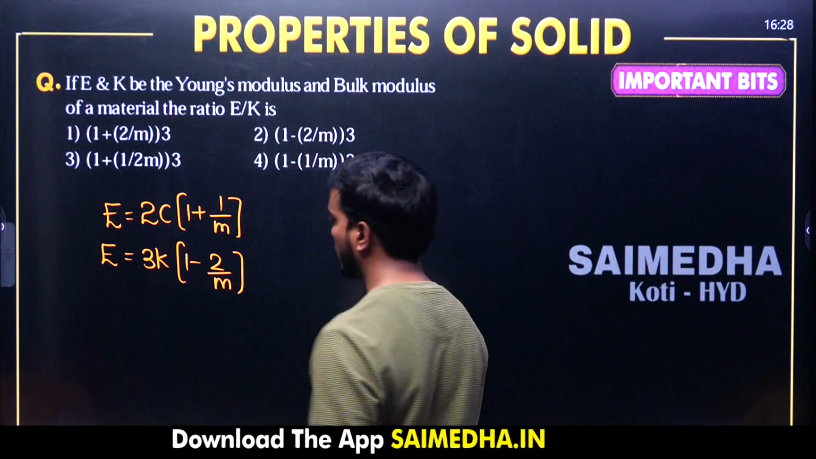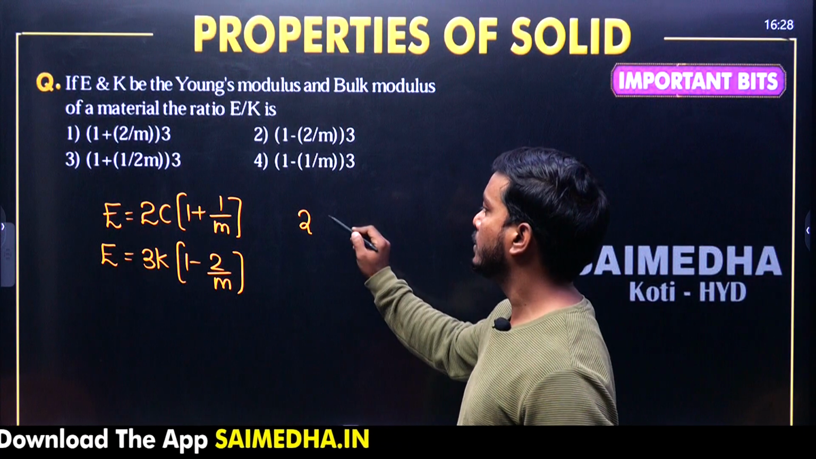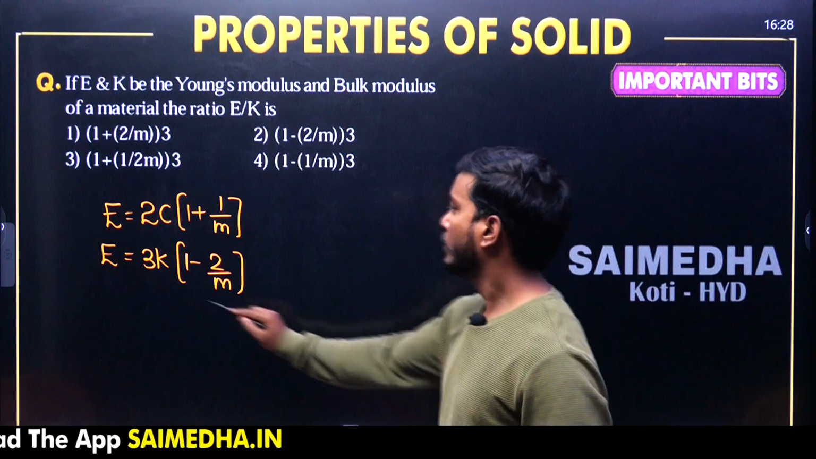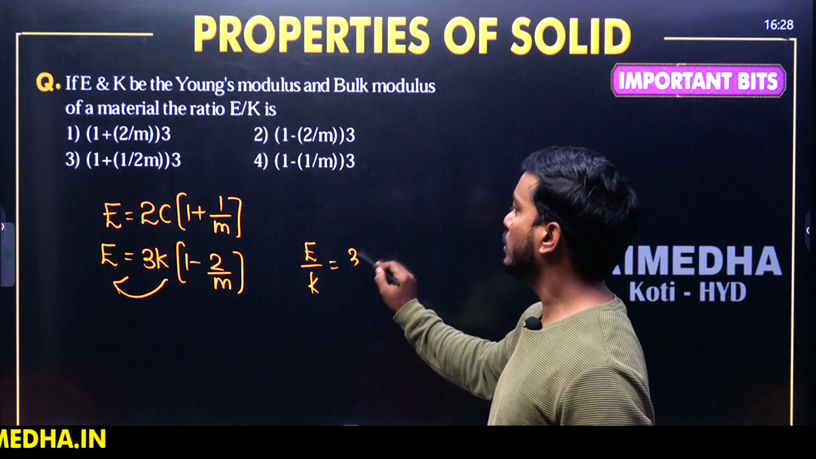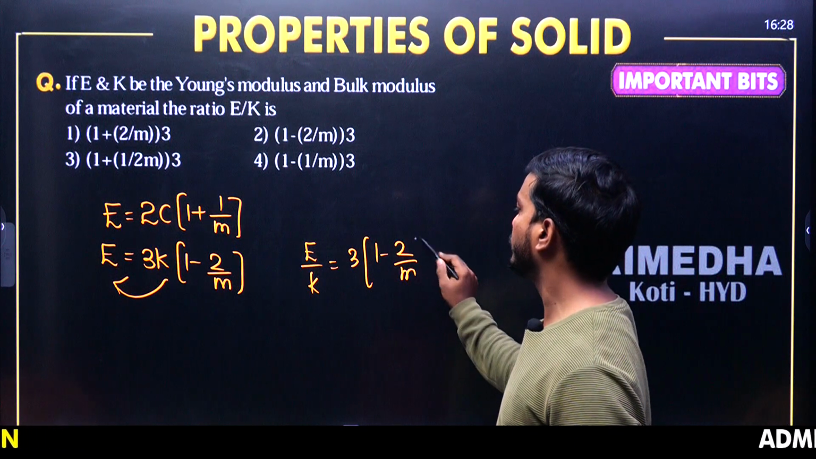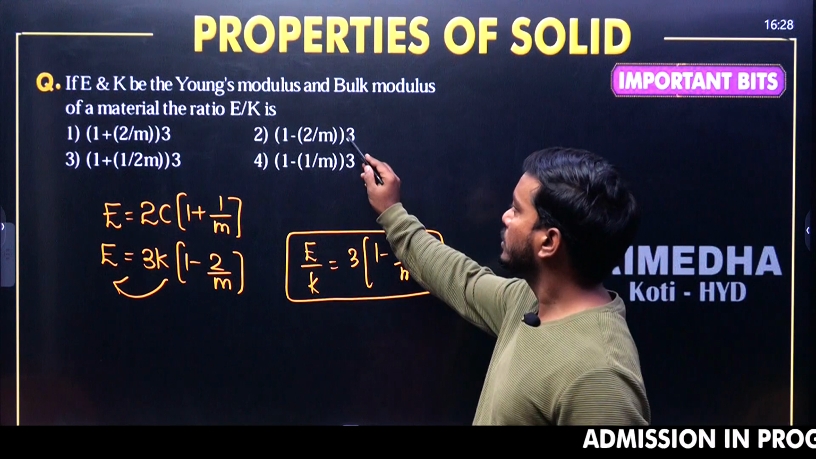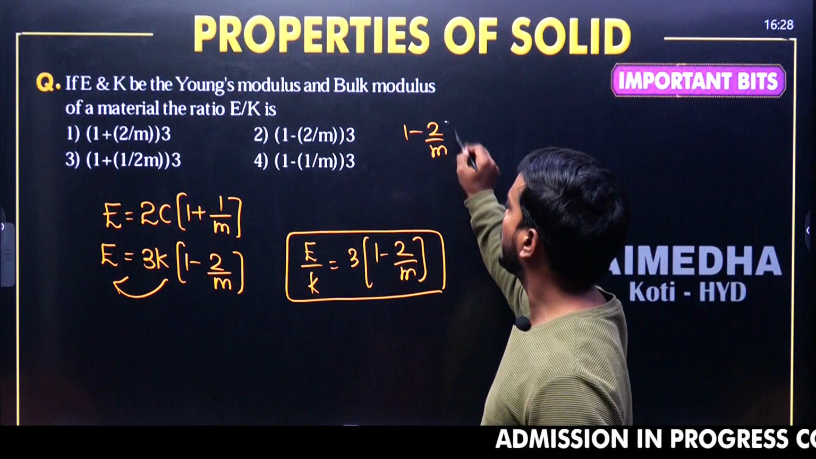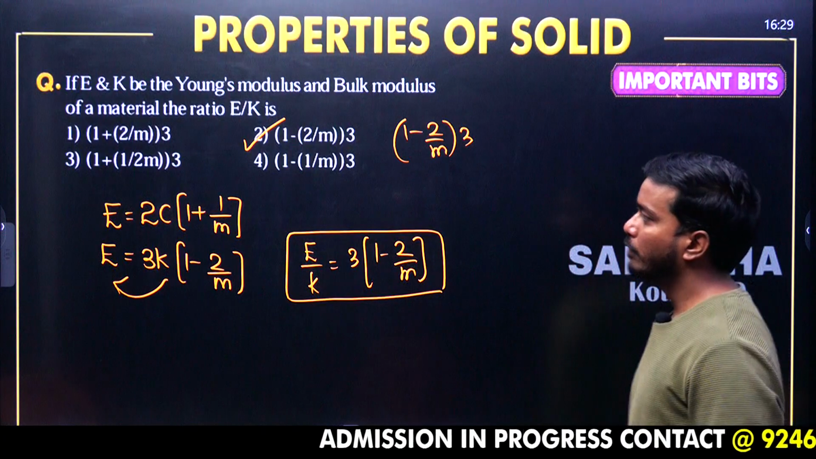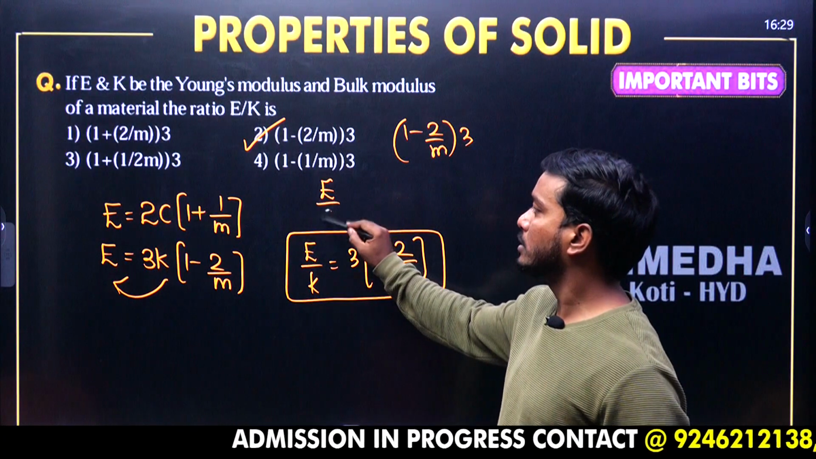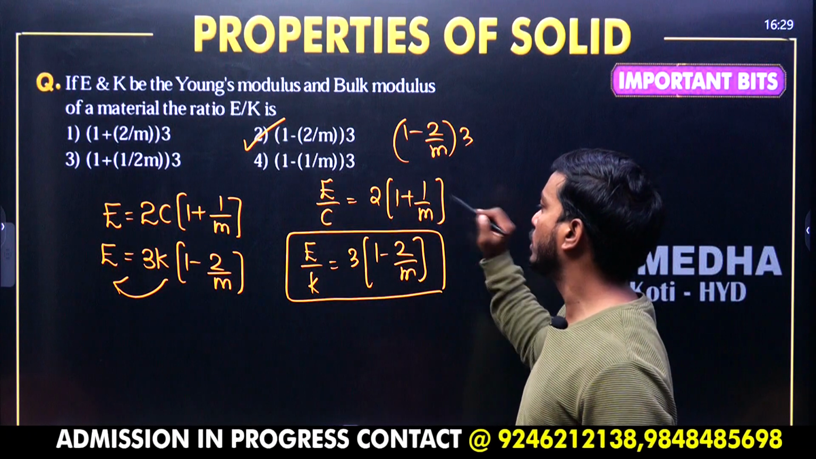So E by K is what he is asking. First of all, I can relate these two and write E divided by K, so it is going to become E divided by K is equal to 3 into 1 minus 2 by m. Okay, 3 into 1 minus 2 by m. You can see this is the option, 1 minus 2 by m times 3. So option number 2 is going to be your correct answer. If E by n or E by c is asked, that is rigidity modulus, then what will the formula be? 2 into 1 plus 1 by m is going to be your answer.